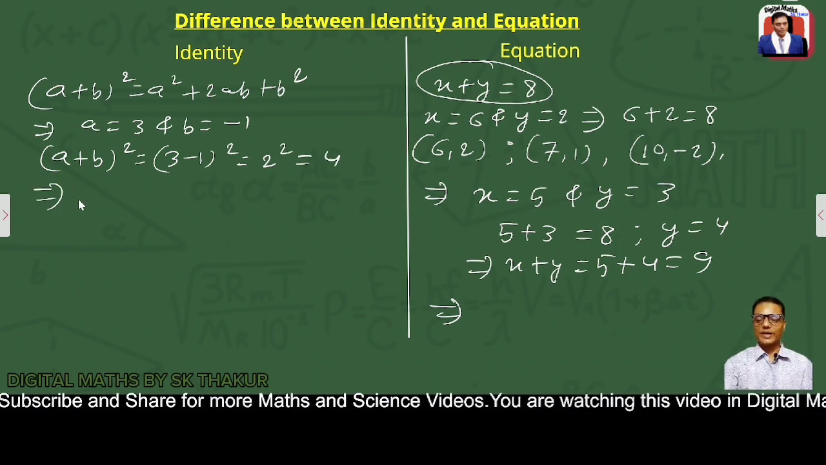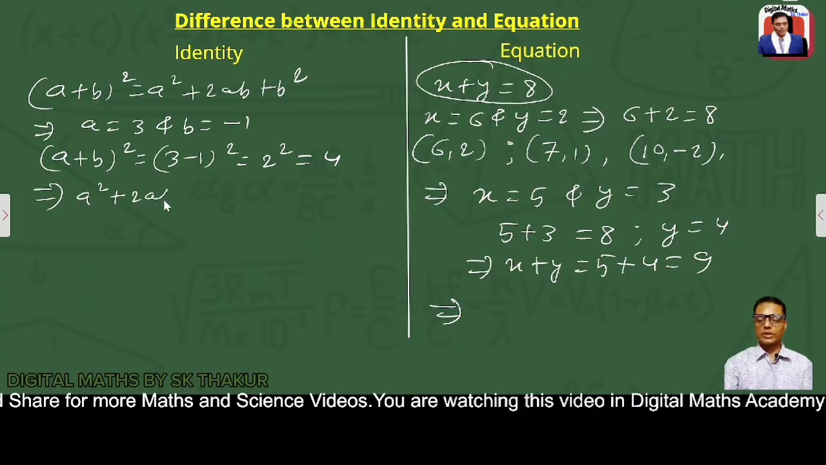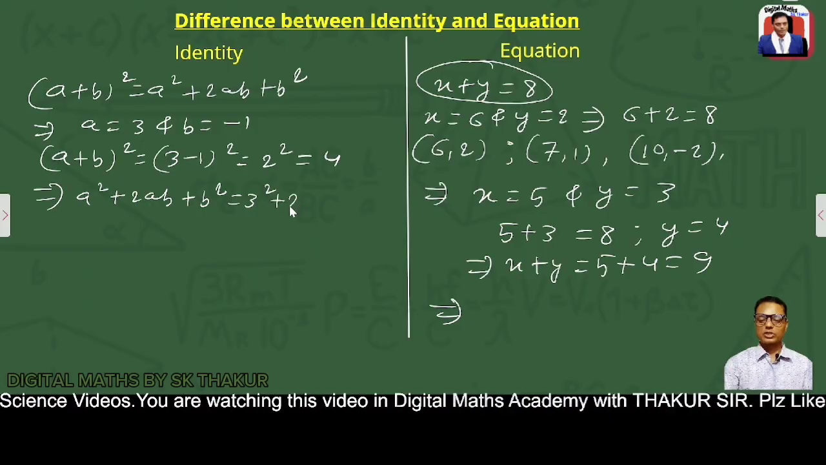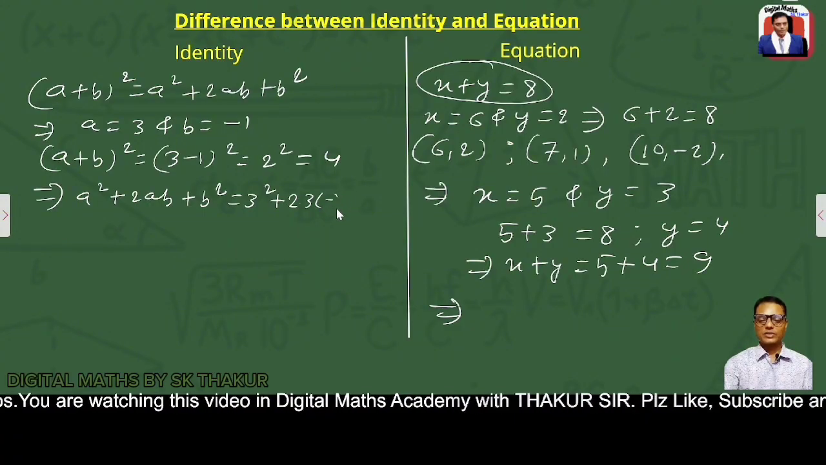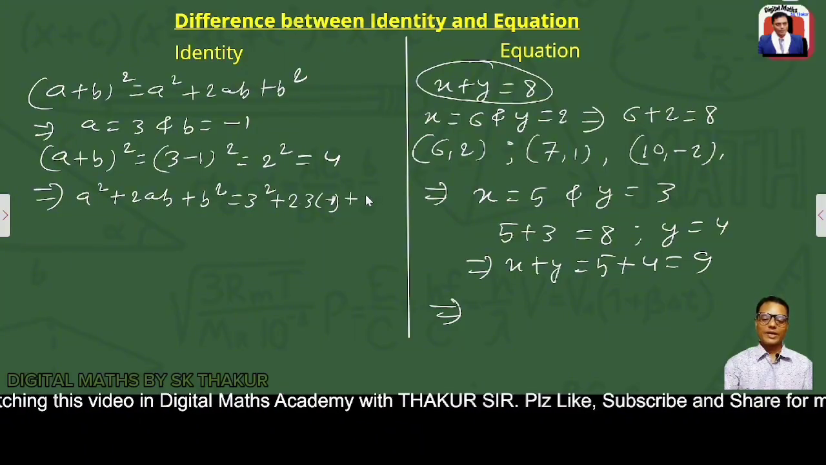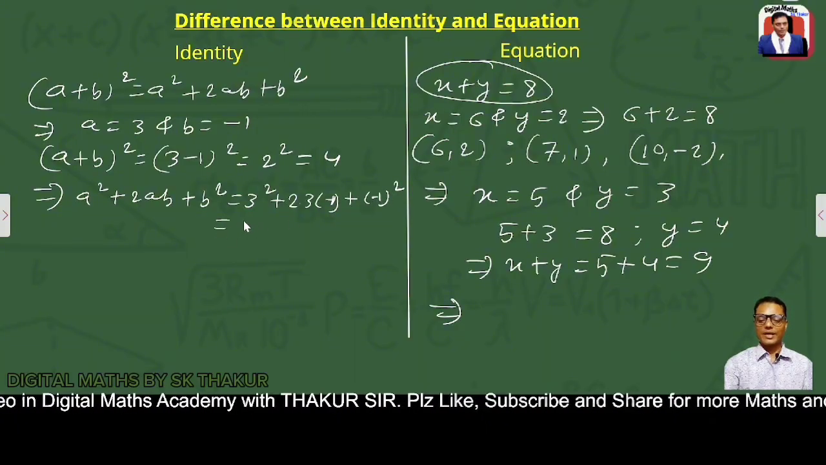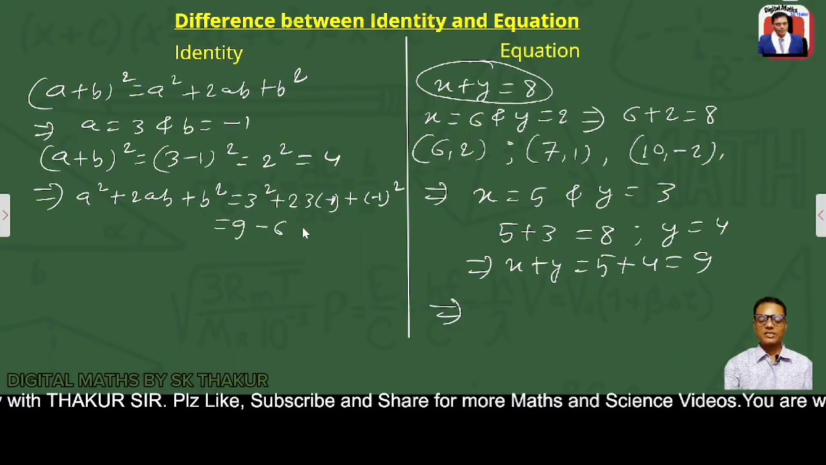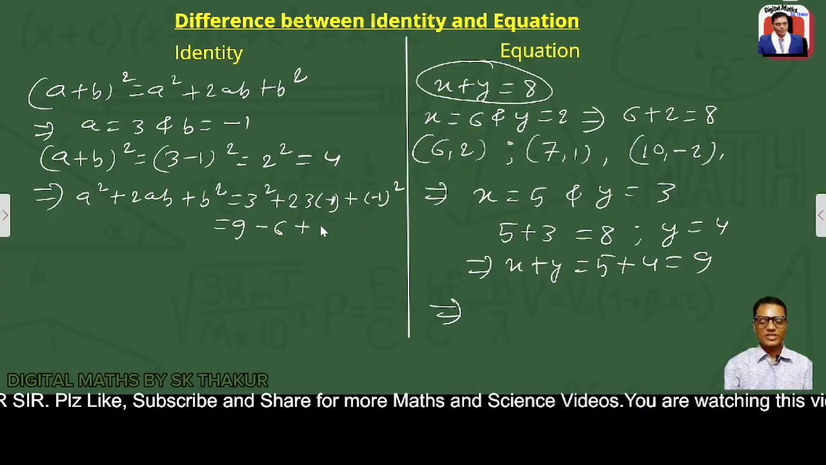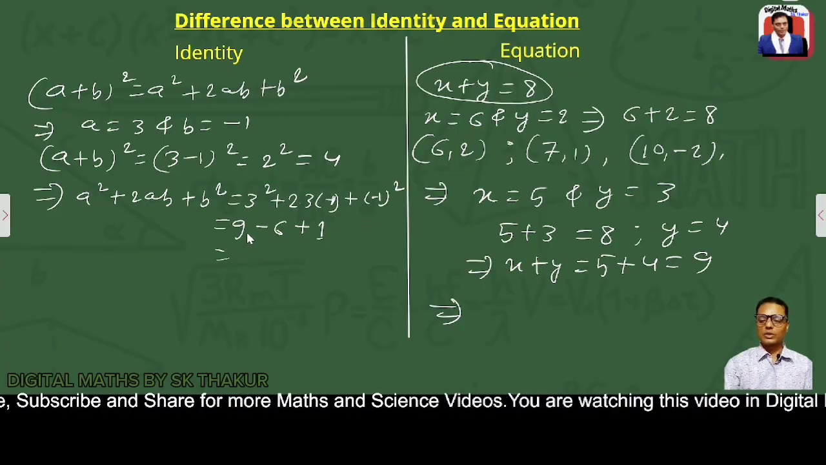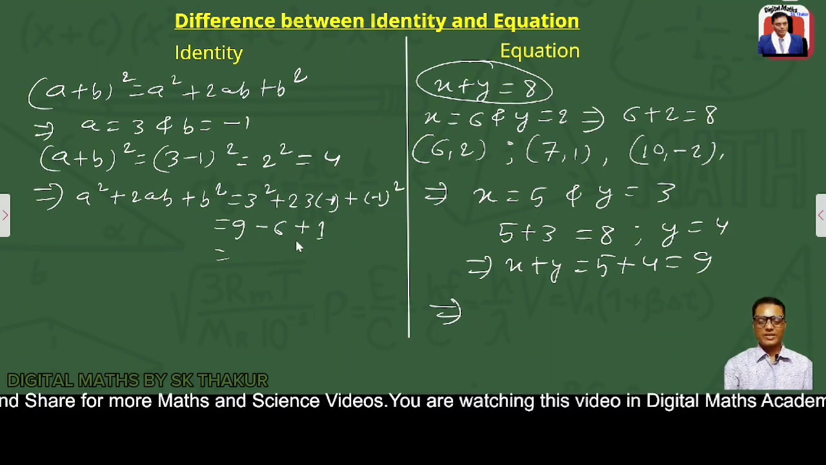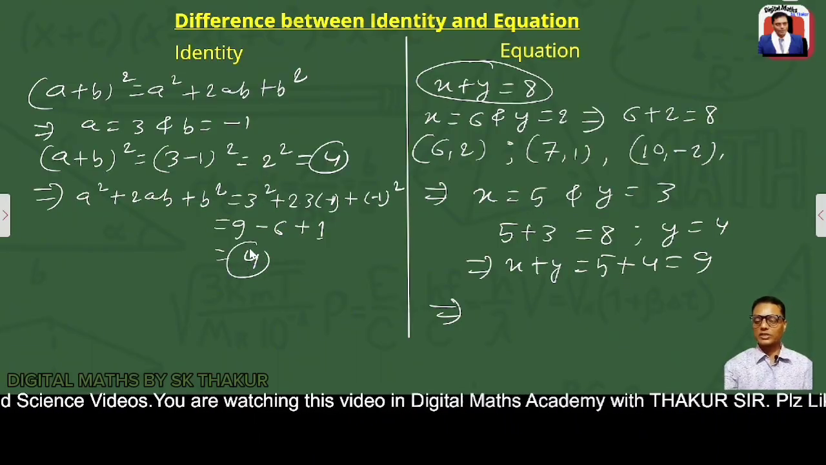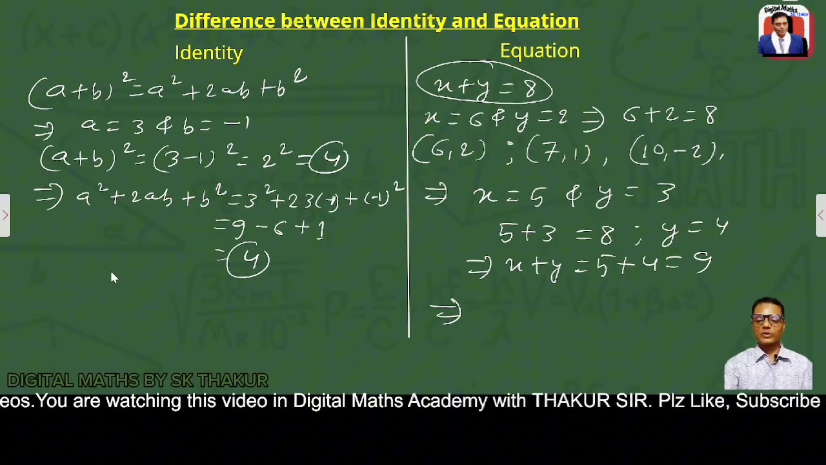For the right hand side, we have a squared plus 2ab plus b squared, and for this a means 3 squared plus 2 dot 3, b is minus 1, right? So we can write here minus 1 and plus minus 1 whole square, and here 3 square is 9, and 2 3's are 6 into minus 1 is minus 6, and square of negative is always positive, so we can write here plus 1. So 9 plus 1 is 10, minus 6 equals to 4, right? So left hand side is also 4, right hand side is also 4, right? So it's true for a equals to 3 and b equals to minus 1.